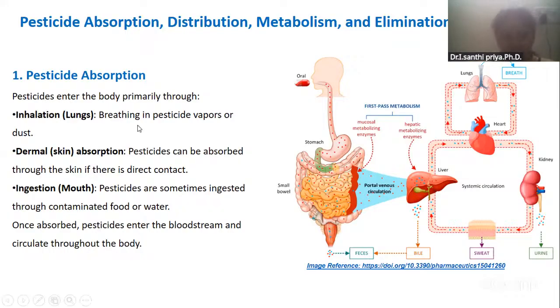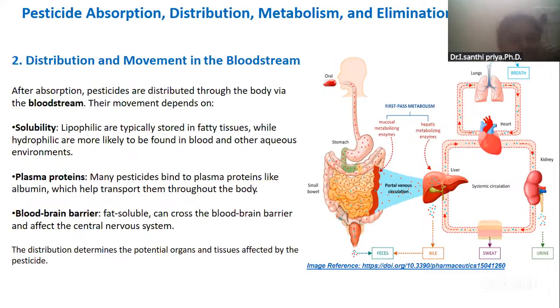Coming to the absorption, we have seen how the pesticide will enter and how it gets absorbed in the body. And coming to the distribution and movement in the body. So after absorption, what will happen? Pesticides are distributed through the body via the bloodstream. So their movement depends on the solubility of the pesticides.